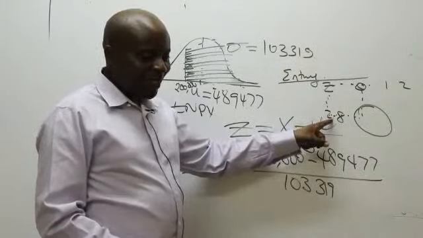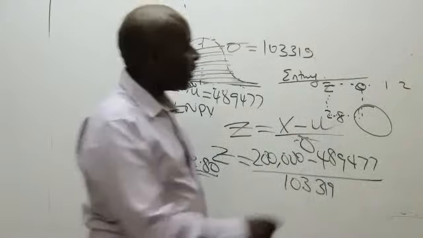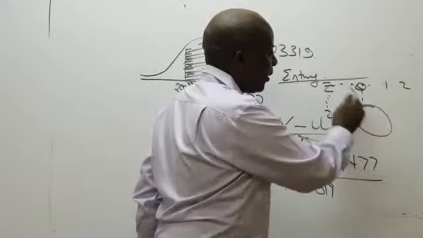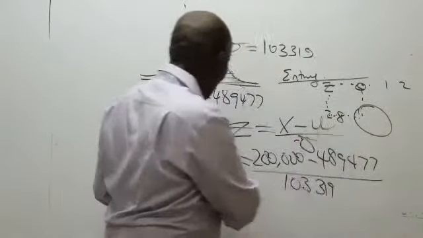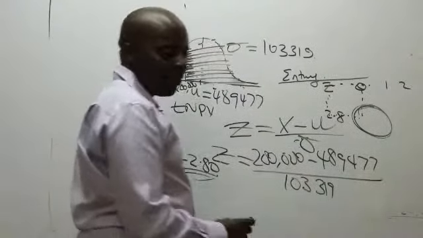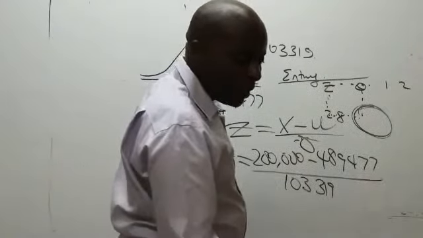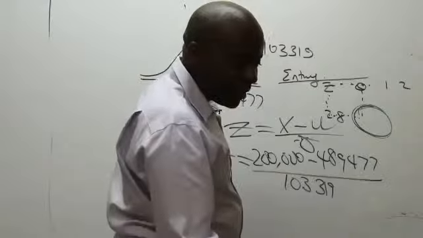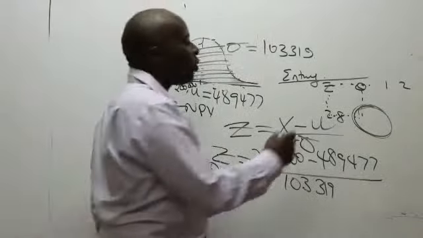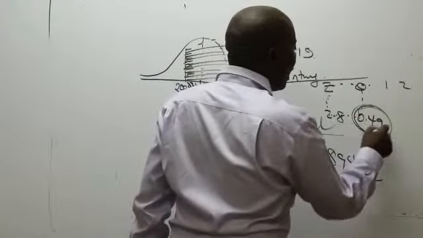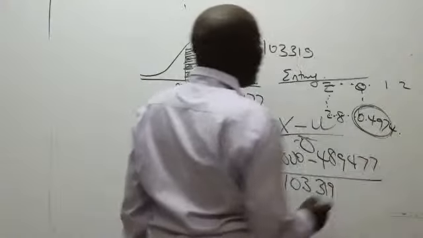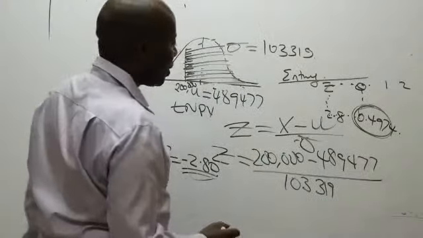Right? 2.8. Right? So from there, ladies and gentlemen, you come here and look at the column with 0, because it is 2.80. Then I read the entry which is there. So this entry, the teacher has told me, is 0.4974.